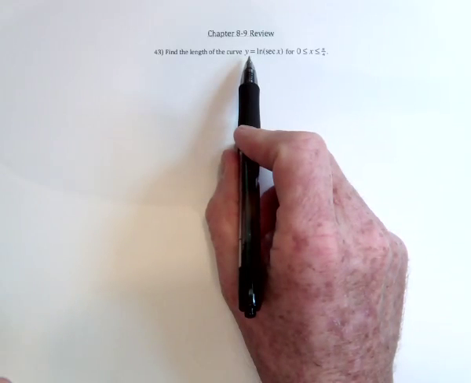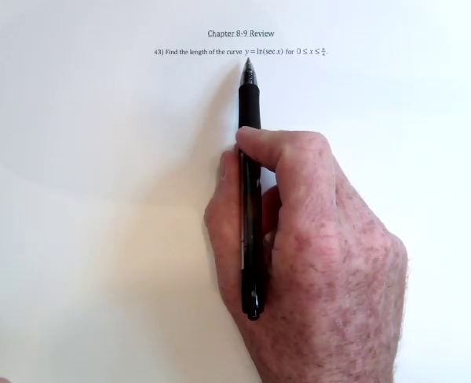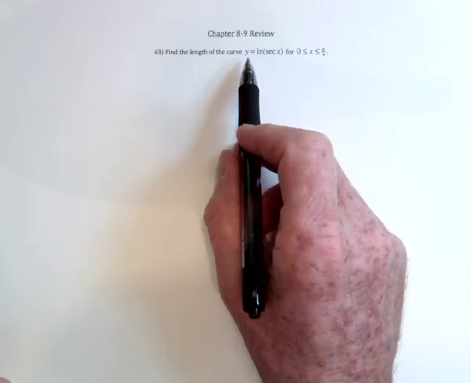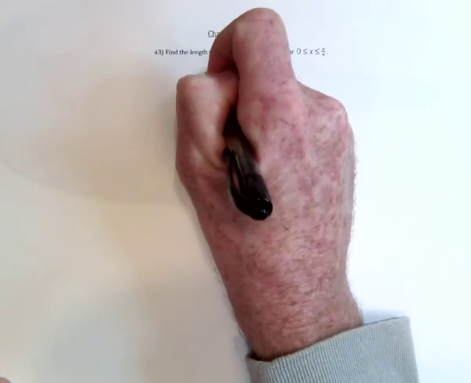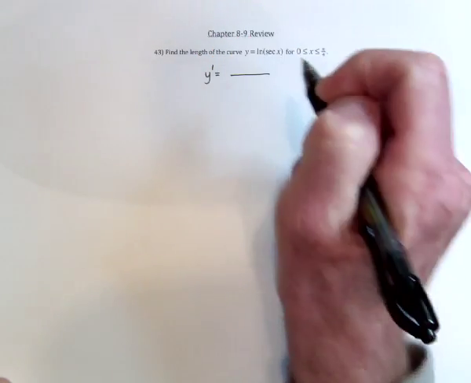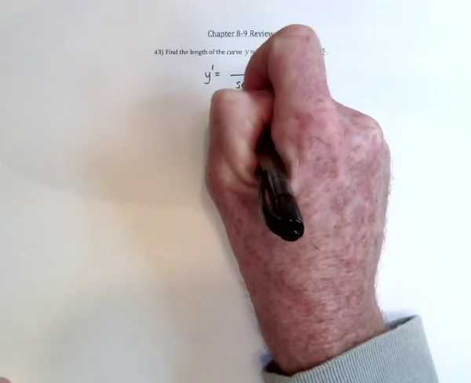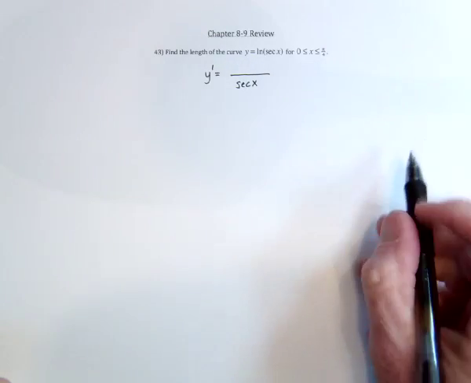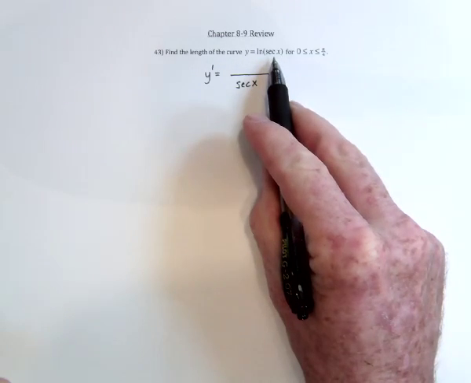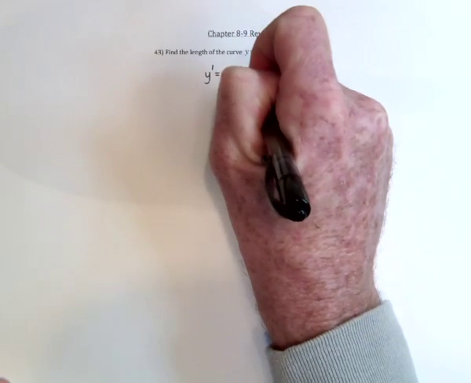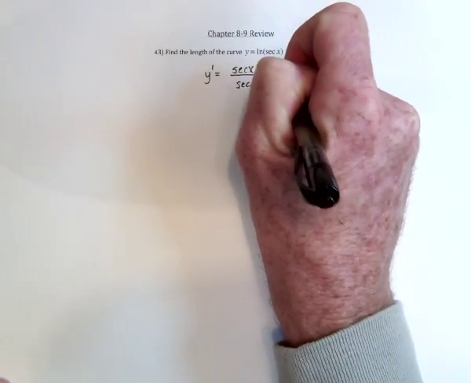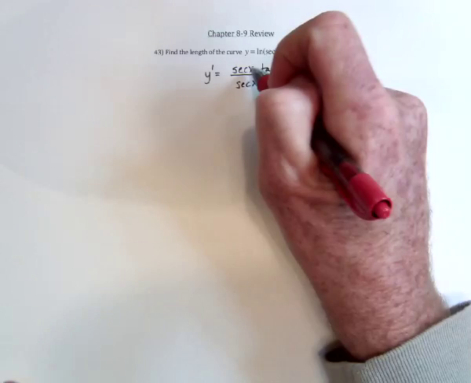To find the arc length, we need to integrate the square root of 1 plus the derivative squared. So the first thing to do is find the derivative here. Since it's natural log, the derivative is going to be 1 over the secant of x. And then because of the chain rule, we need to take the derivative of the secant. So that's secant of x times tangent of x. And then luckily, these secants cancel, leaving us just with tangent.